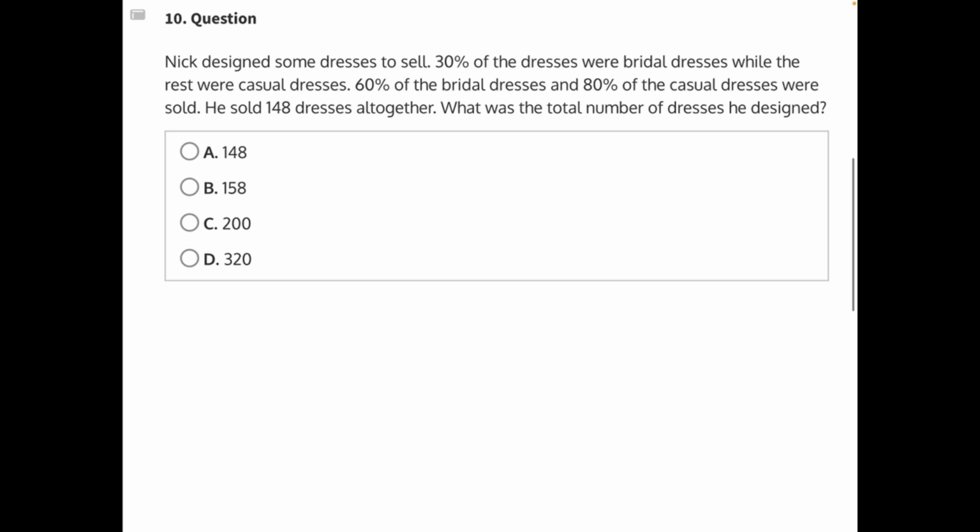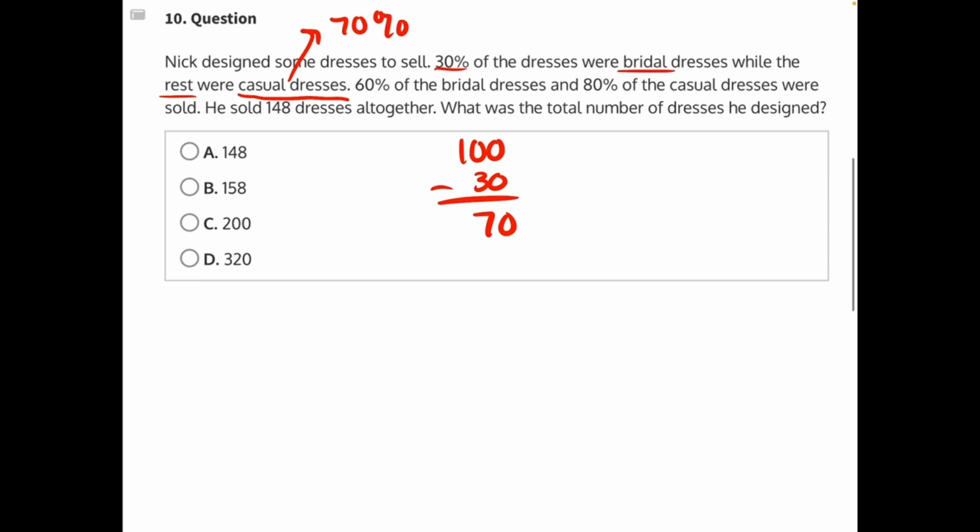Let's start by figuring out the percentage of casual dresses. We know that 30% of the total dresses were bridal and the rest were casual. So that rest, the leftover, would be 100% minus 30%, which would give us 70%. So the casual dresses were 70% of the total dresses made.